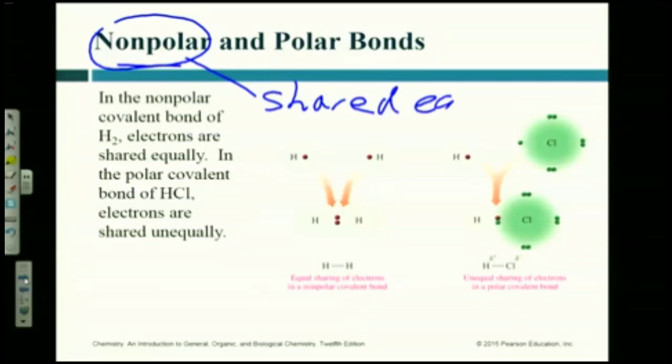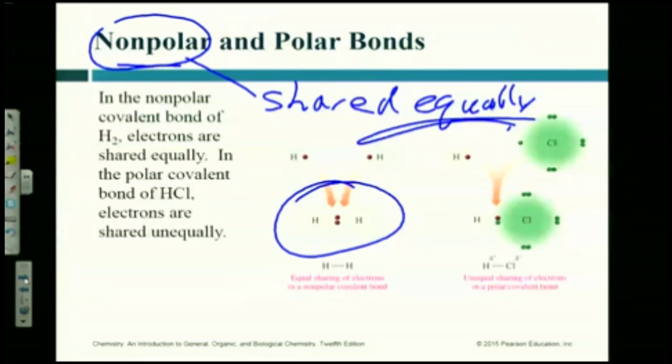So, in a nonpolar molecule, the electrons are shared equally. In a perfect relationship, all the duties are shared equally. Theoretically, right? It's a theoretical thing. It doesn't actually exist, right? We all know that. Think about it. Where in chemistry is there a perfect relationship?